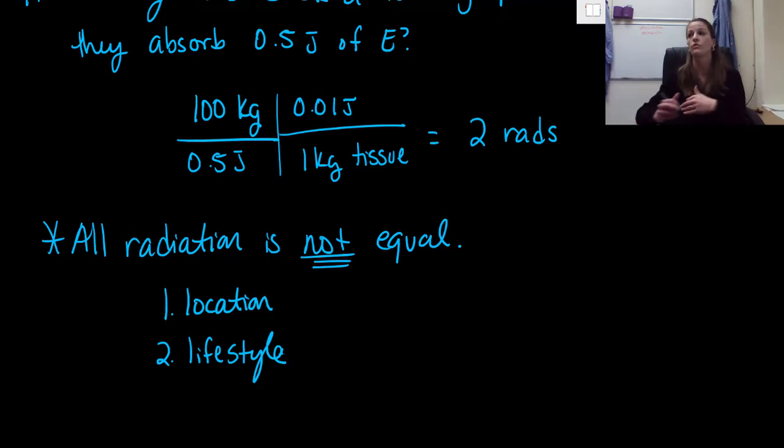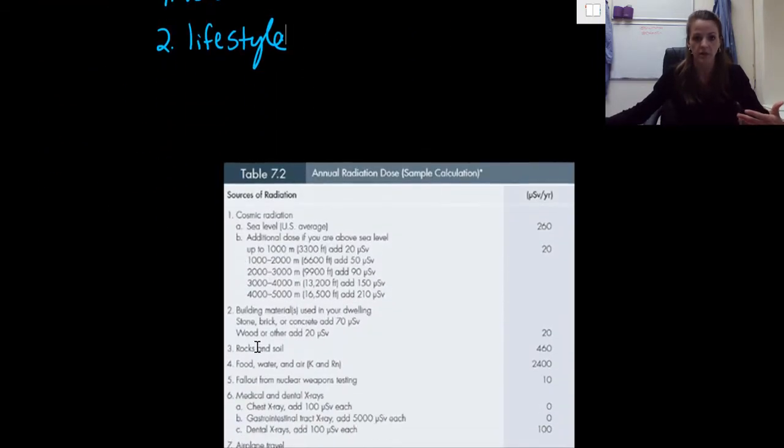from your neighbor or for someone who lives in Florida or maybe Texas or maybe somewhere else. And especially if you're someone who's outside a lot or maybe you smoke a lot or maybe you're in hospitals a lot, your annual dose is going to be very, very different from somebody else. So your lifestyle and your location are your 2 biggest factors. So let's break it down here.